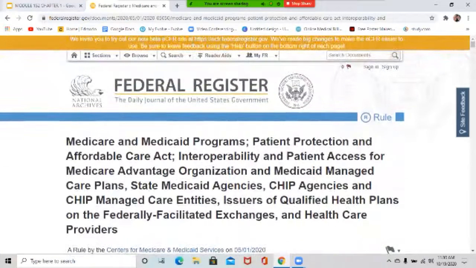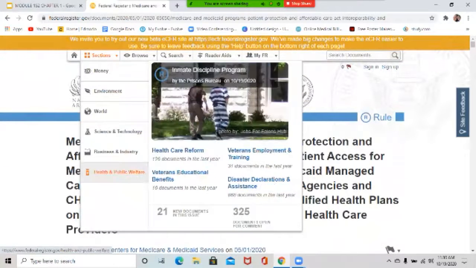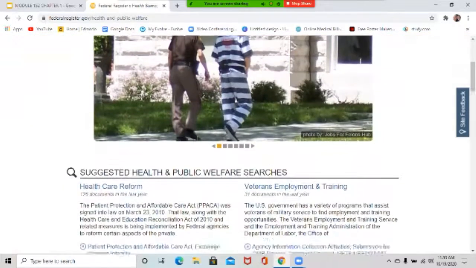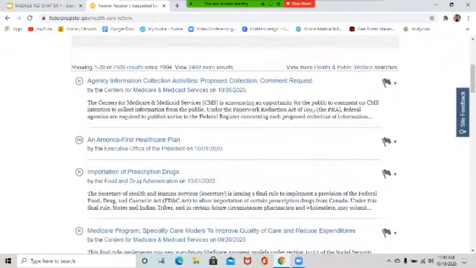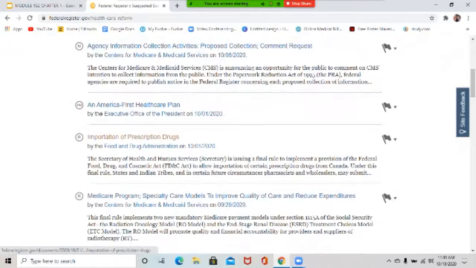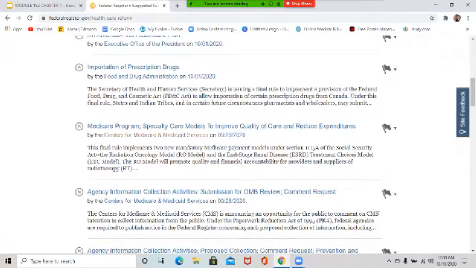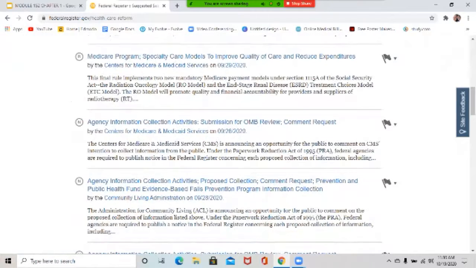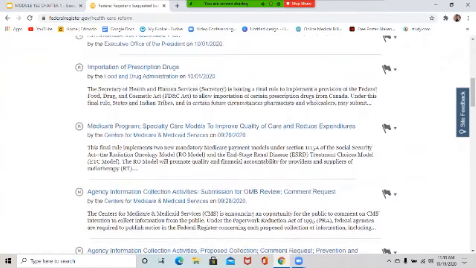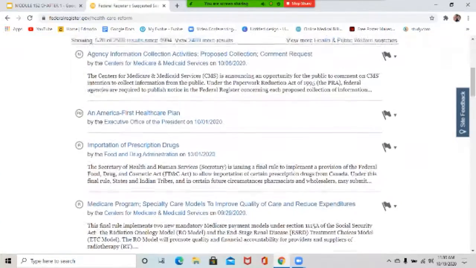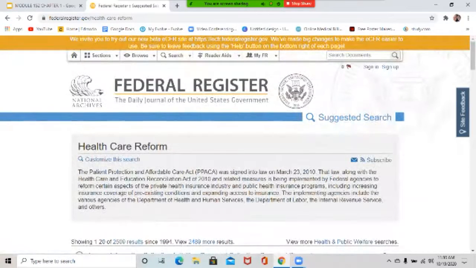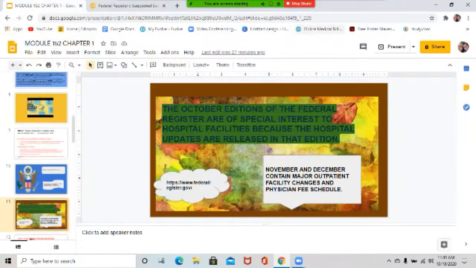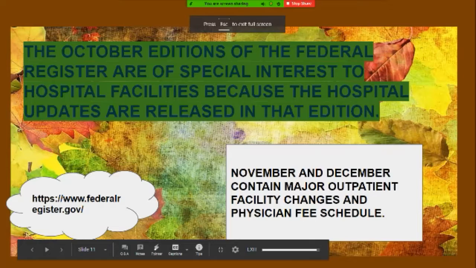Or if you're looking for something more specific, here's one on the healthcare reform. Importation of prescription drugs, Medicare program, and then you can look, this was 9/29/2020, 10/1/2020. So this is very, very up to date. So the Federal Registry is going to be a great place where you can look to see if anything has changed about a specific subject. Okay, so let's go back into our slides.